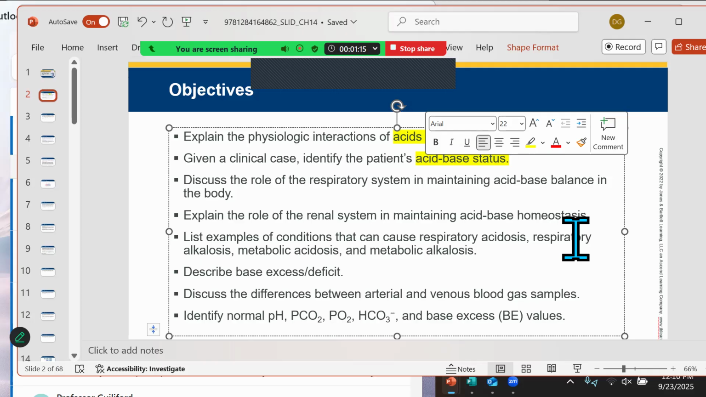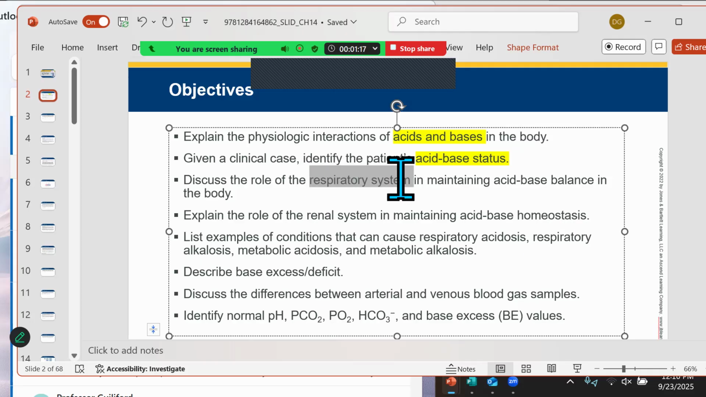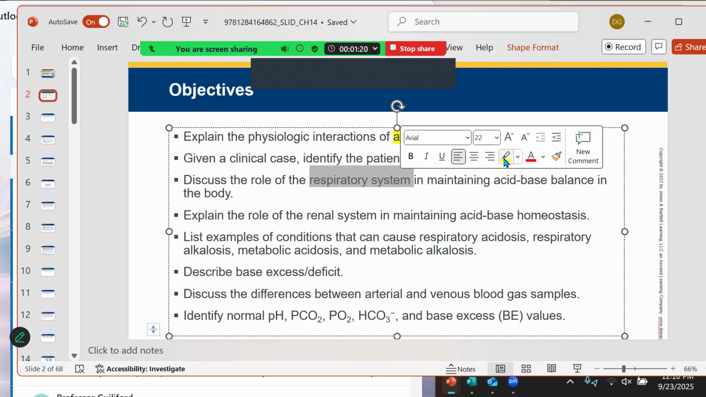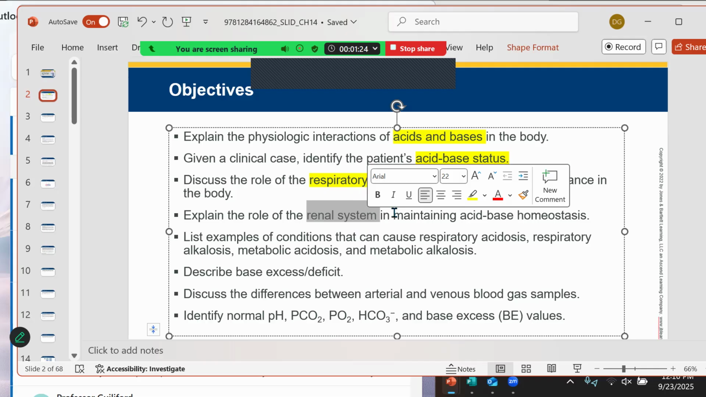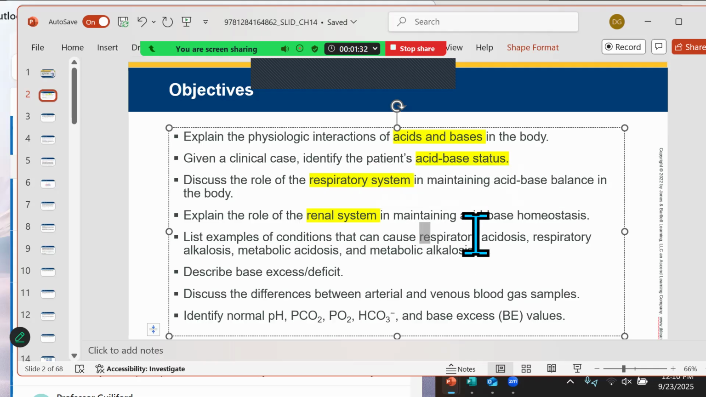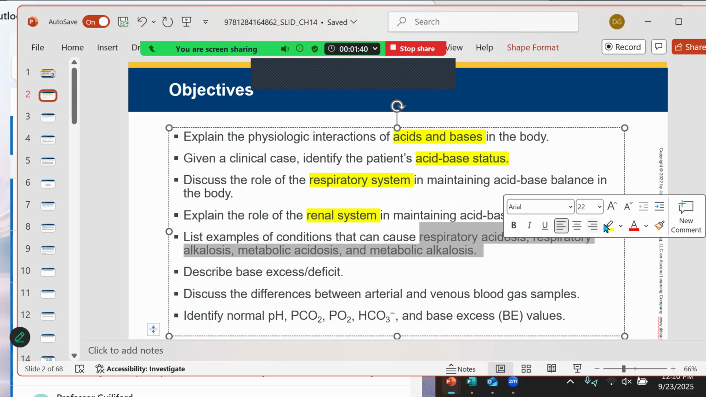So you'll discuss the role of the respiratory system in maintaining acid-base balance, but also the kidneys have a very key aspect in balancing the pH, maintaining homeostasis, we say. So we've got respiratory acidosis, respiratory alkalosis, metabolic acidosis, and metabolic alkalosis. You'll also come to understand base excess or deficit.